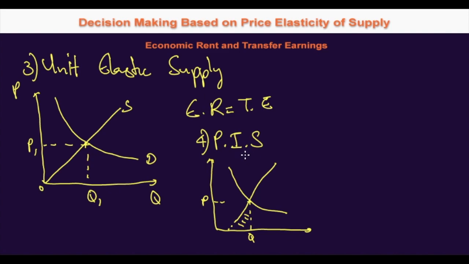supply. And for perfectly elastic supply, if you can draw it, you will understand that transfer earnings would be higher than the economic rent. So the concept of economic rent and transfer earnings differ for the different degrees of price elasticity of supply, as we have seen here. And this concludes our module on decision making based on price elasticity of supply.